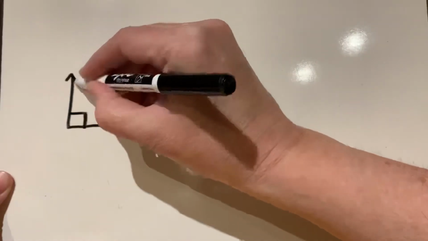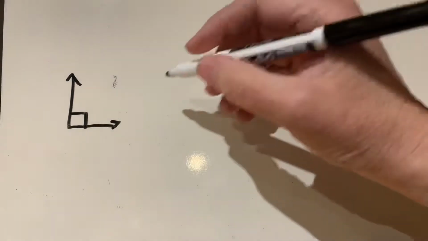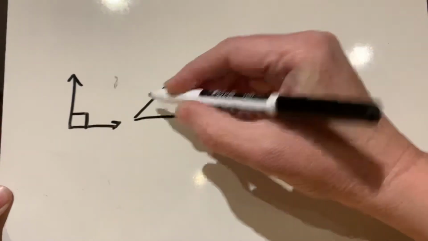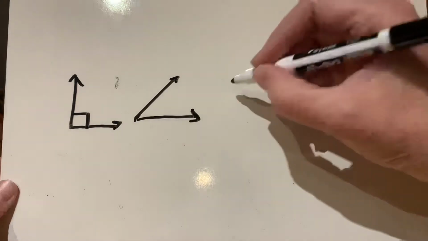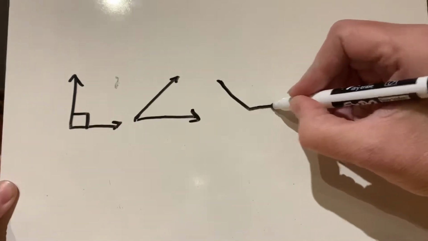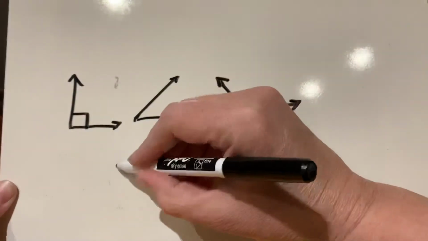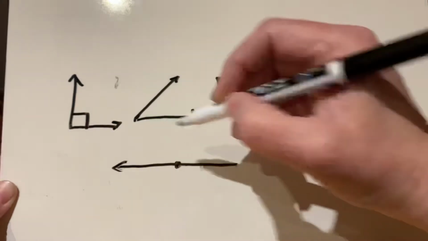This is a right angle. Right angles are usually noted with a square in the corner. This is an acute angle. An acute angle is smaller than a right angle. This is an obtuse angle, which is greater than a right angle, but less than a straight angle. And this is a straight angle.